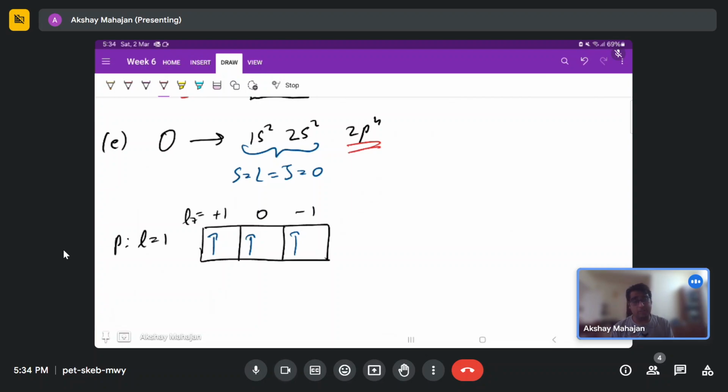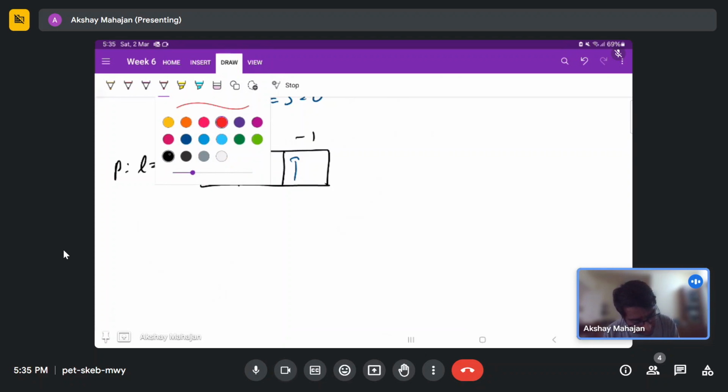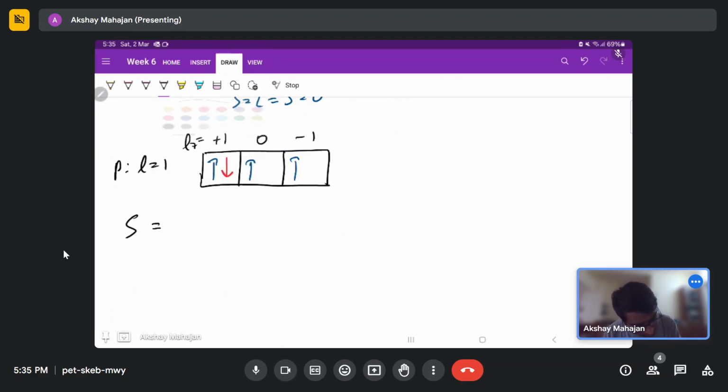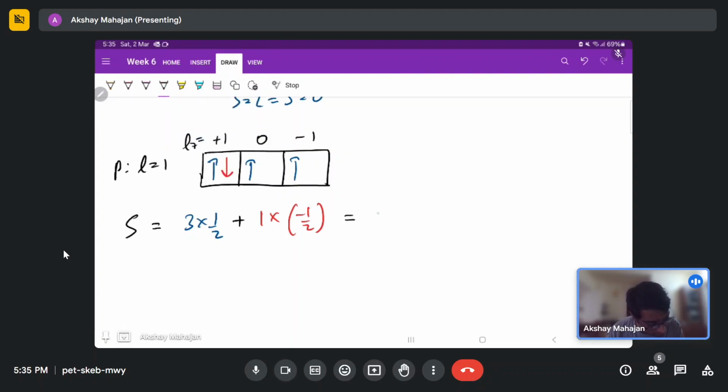So the value of L should be maximized, and to maximize the L value we start filling from the highest value of Lz or Ml. So I will put my electron in the Lz equals plus 1 subshell. So capital S will be equal to 3 times plus half, and 1 times minus half, since we have one spin down electron. That will give us 1. Alright, so the capital S value is 1 here.